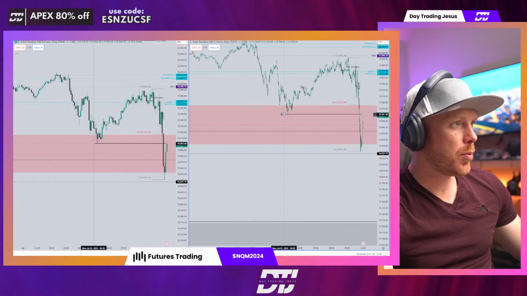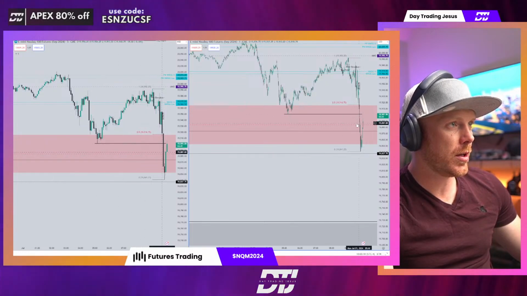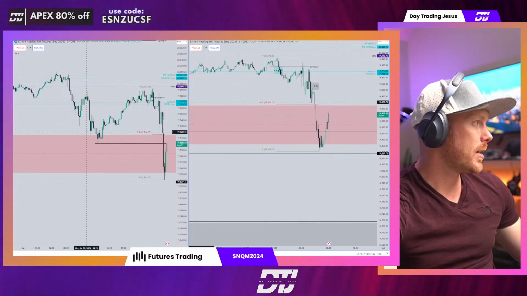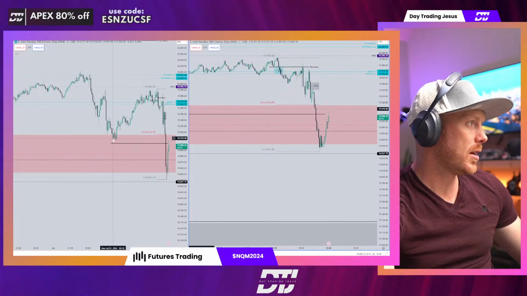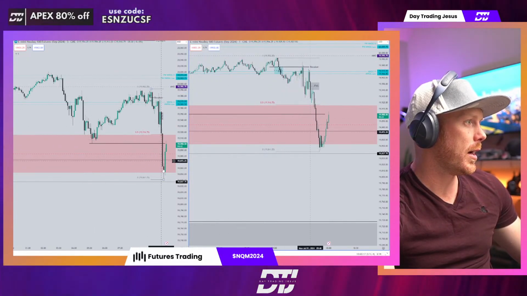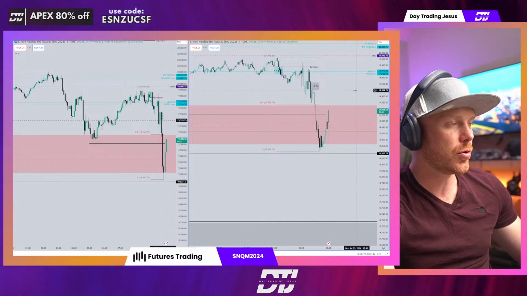Are we going to find support right here? Remember, this was our swing low. Are we going to find some, because technically it could be considered a breaker: high, low, higher high, break lower, hit this breaker, go short. Let's see what happens.